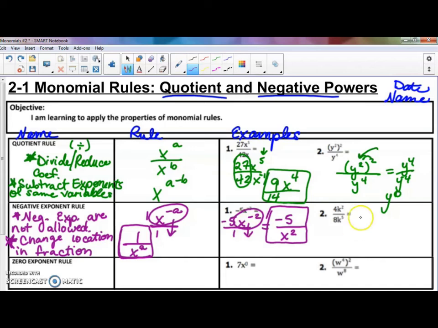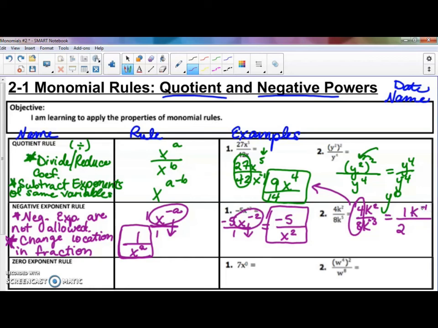Now for our next example, we have 4k squared over 8k to the third. When we do these, we always want to look first and reduce our coefficients because it's being divided. So we're going to say 4 divided by 8, and that's going to give us 1/2. Long fraction bar there because I still have variables to deal with. Now at this point, if I do like I did up here and subtract my exponents, I'm going to get 2 minus 3, which is going to be k to the negative first power.